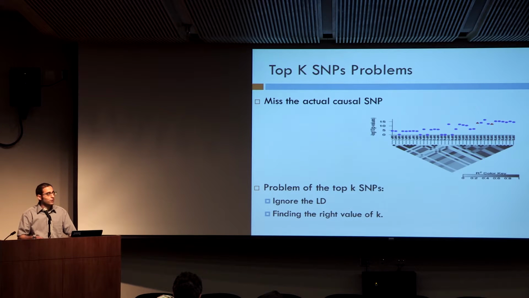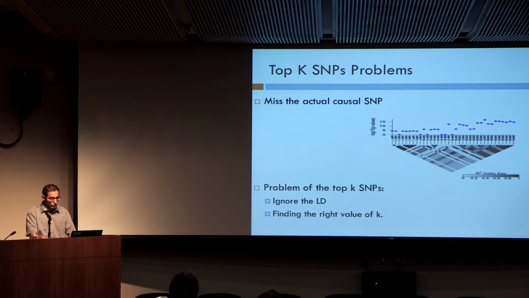Another problem with top K is that knowing the right value of K is actually very hard. We don't know in advance what the right value of K is, and to figure out the right value of K, you have to know which variants are causal. And another problem with top K is that the algorithm completely ignores the LD. So no matter what LD I put here, top K will give exactly the same answer. So it's ignoring the LD.